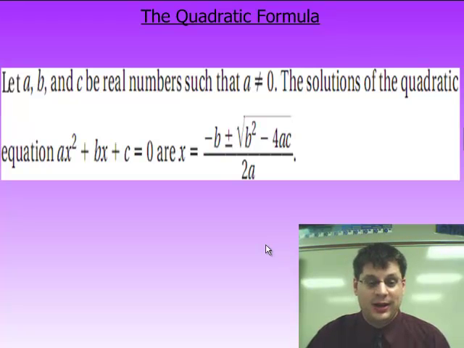All right. It goes. X equals negative b plus or minus the square root of b squared minus 4ac all over 2a.